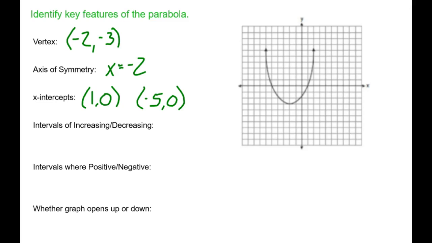Now we need to identify intervals of increasing, decreasing, and our intervals are going to show the x values for where our function values are either increasing, going up, or decreasing, going down. So first we'll start with where our function is increasing, the intervals where it's increasing. So if we're going from left to right with our x values, we're looking for what x values give us function values, y values, that are going up.